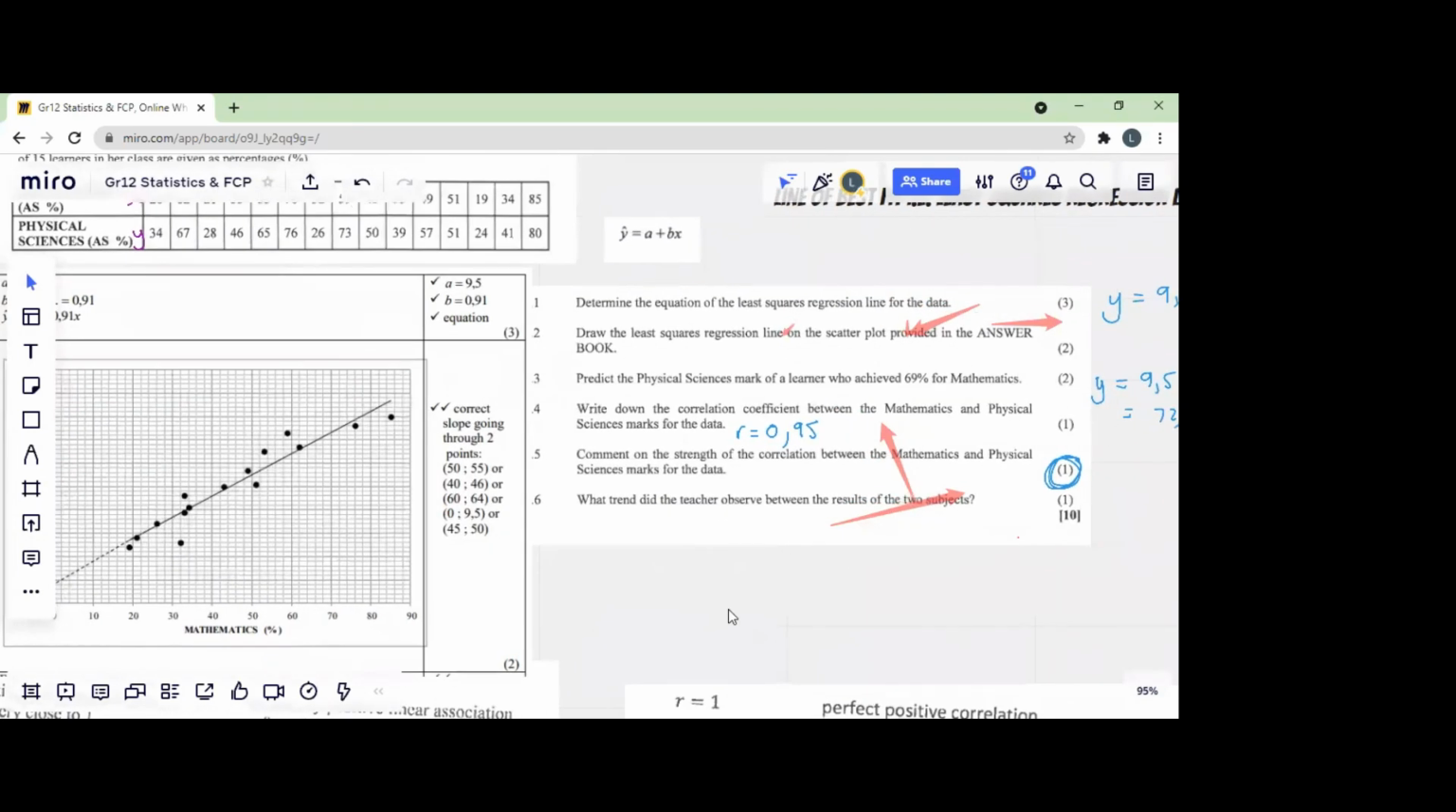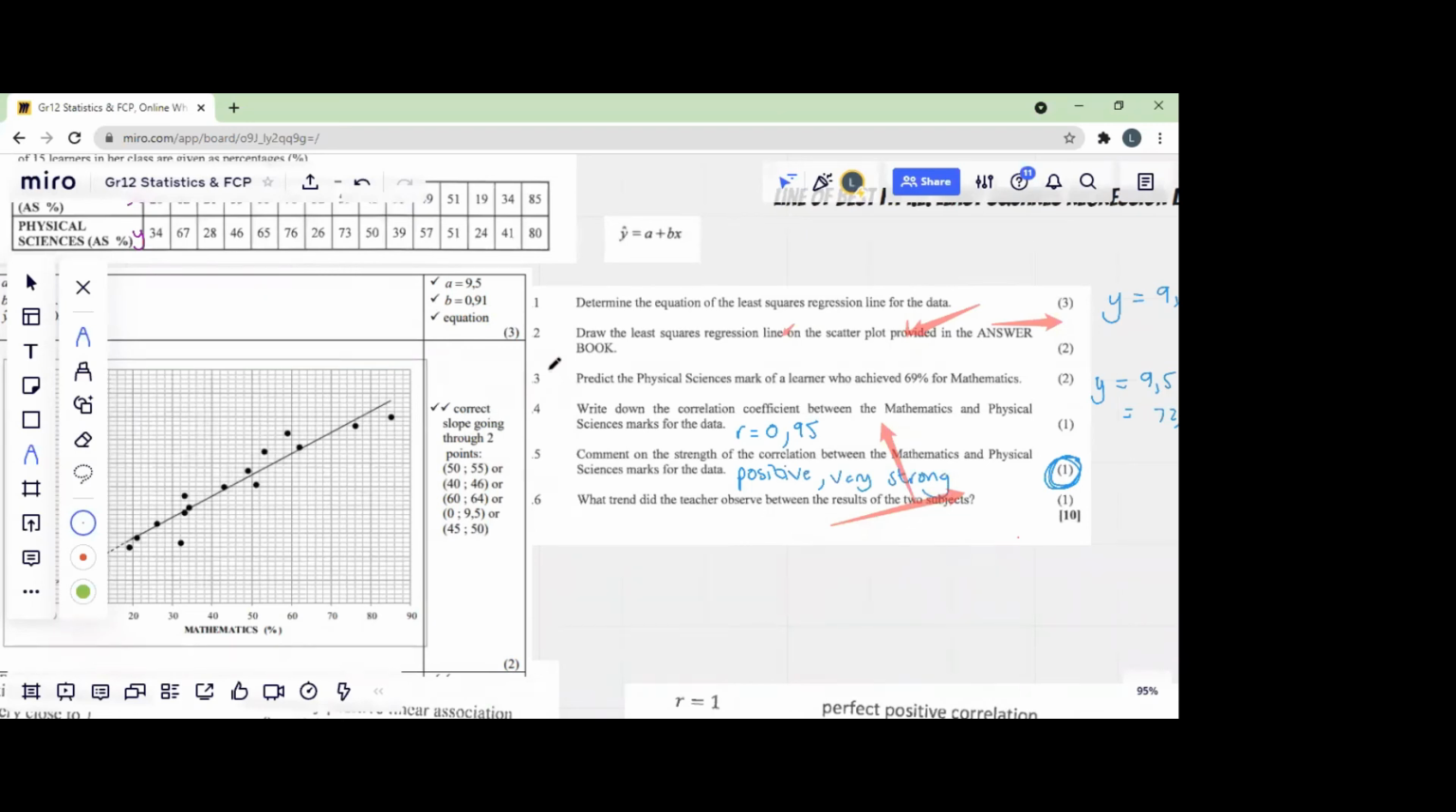0.95 is really, really close to 1. So what we would have to do here to get that 1 mark is describe this correlation as a positive, very strong correlation, to get 1 mark.